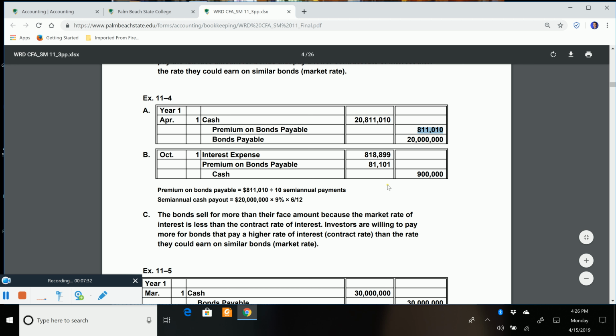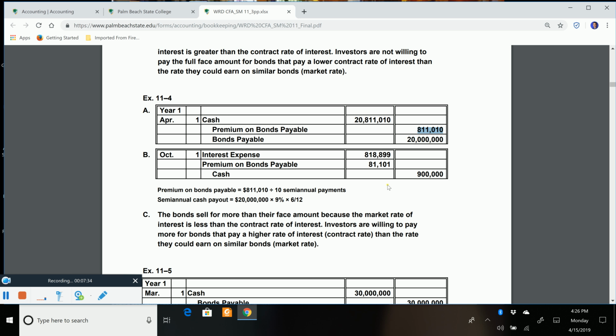So first, to figure out the cash payment for interest for the bondholders, we have calculated $900,000. How did we do that? We're going to use our interest formula, which is principal of $20 million times interest rate of 9% times time, basically a half a year. So if you take $20 million times 9% times 1/2, you will get $900,000. But that's not going to be the interest expense because we have to amortize the premium.